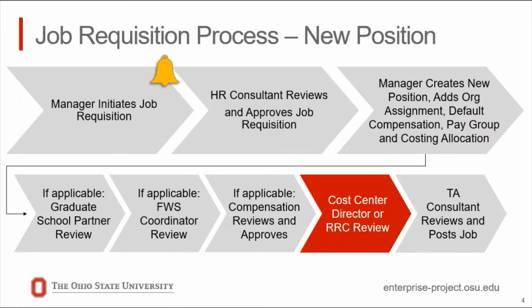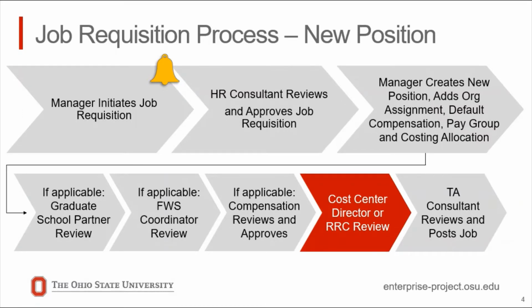The steps within the Create Job Requisition process include: Step 1. Manager initiates job requisition. For physicians, the manager will initiate 2 job requisitions, both for a faculty and physician job. Only the physician job will be posted. The bell indicates that for campus job requisitions, a notification is sent to the unit or college senior leader that the job requisition has been submitted by the manager.